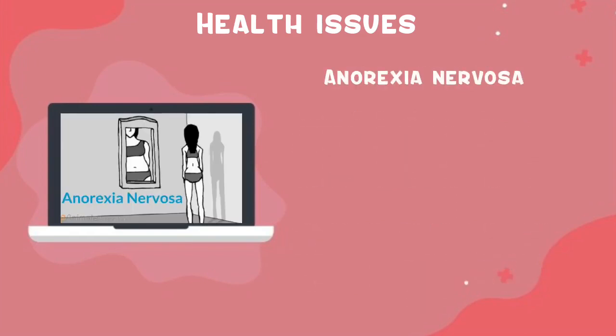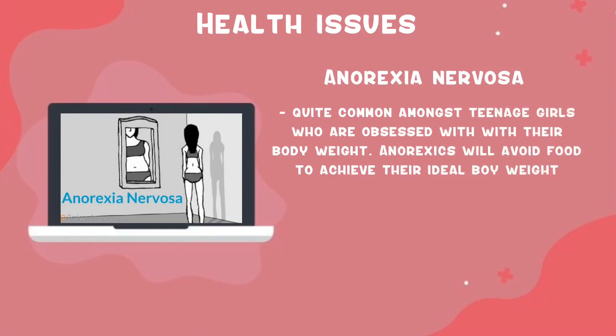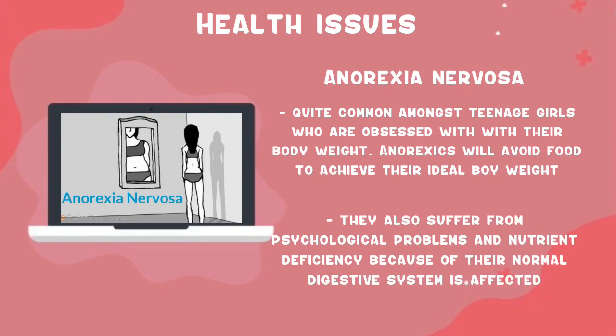Next is anorexia nervosa. Anorexia nervosa is quite common amongst teenage girls who are obsessed with their body weight. Anorexics will avoid food to achieve their ideal body weight. They also suffer from psychological problems and nutrient deficiency because their normal digestive system is affected.